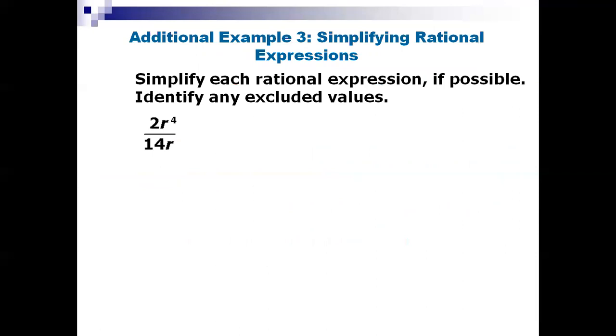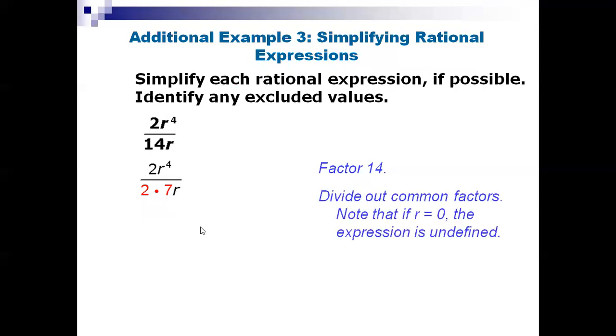Simplify each rational expression. If possible, identify any excluded values. 2r raised to 4 over 14r. First, factor your numerator and denominator. So we will have 2r raised to 4 over 2 times 7r. We factor out 14 first.